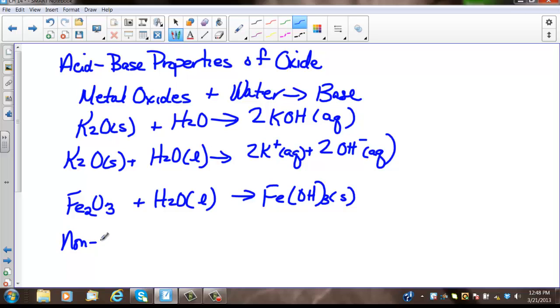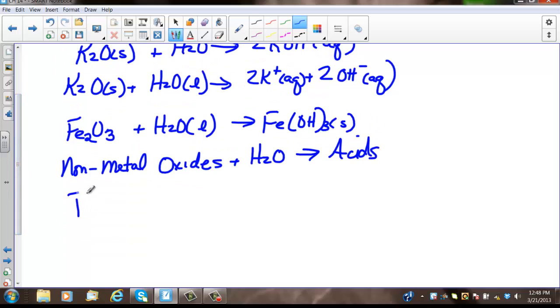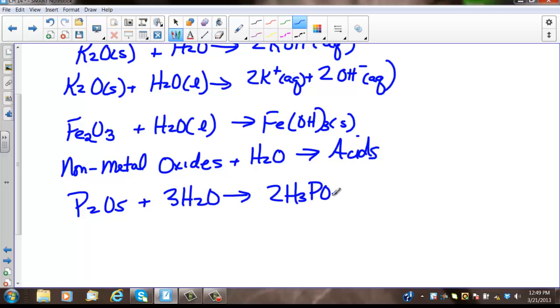And then non-metal oxides, we also discussed this. Non-metal oxides and water produce acids. And a couple of examples of that would be P2O5 plus 3H2O yields 2H3PO4. Another would be SO3 plus H2O yields H2SO4.